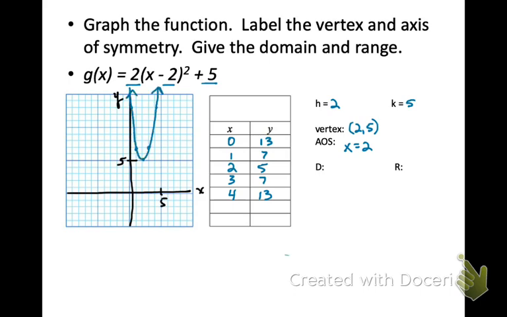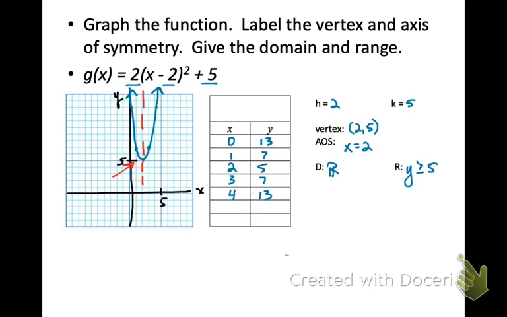So domain will be all real numbers. Range will be, since it's opening up, y values greater than or equal to the y value of the vertex, which is 5. And then sketch in that axis of symmetry. You can draw the arrow if you want to show that. In this case, it's a minimum point where y equals 5.